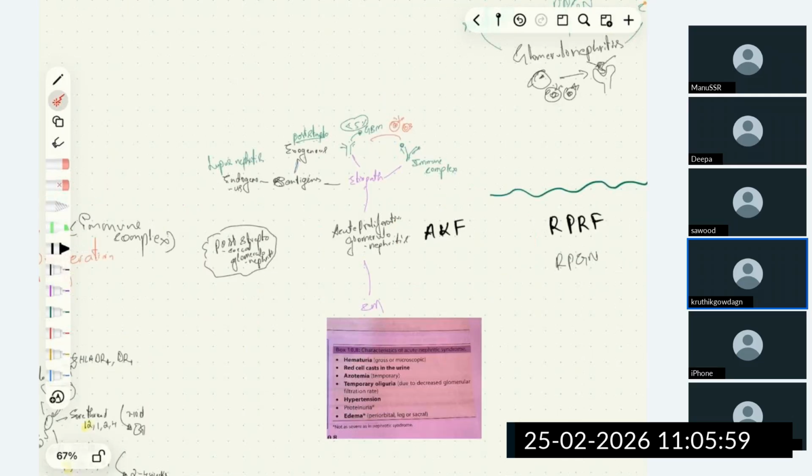First one, acute proliferative glomerulonephritis. Acute means, as we mentioned, it's occurring in a few hours to days. Now, what is the meaning of proliferative? The term proliferative means there is an increase in cell numbers due to hyperplasia of one or more of the resident glomerular cells, with or without inflammation.